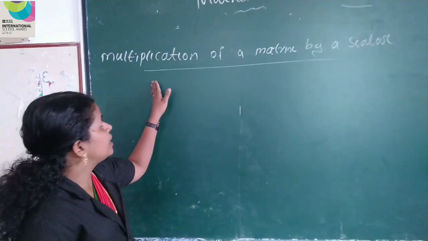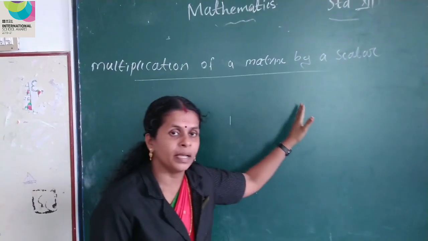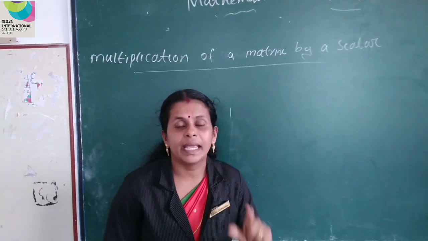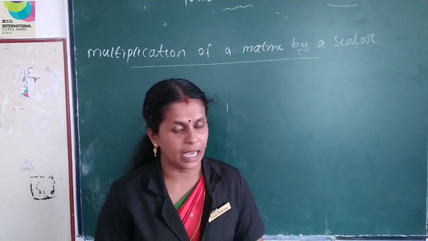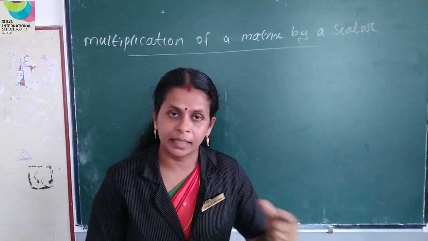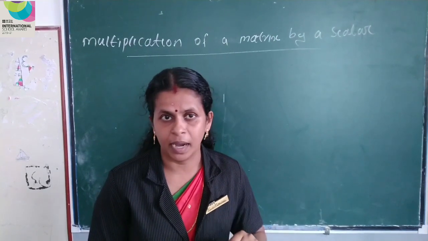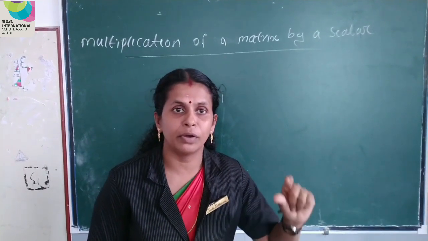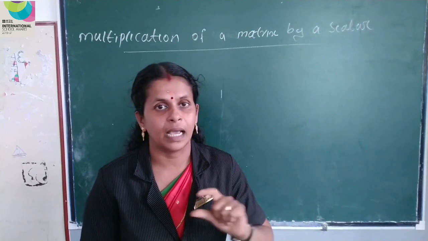Next one is multiplication of a matrix by a scalar. If A is a matrix and K is a scalar, then KA is another matrix which is obtained by multiplying each element of the matrix A by the scalar K.